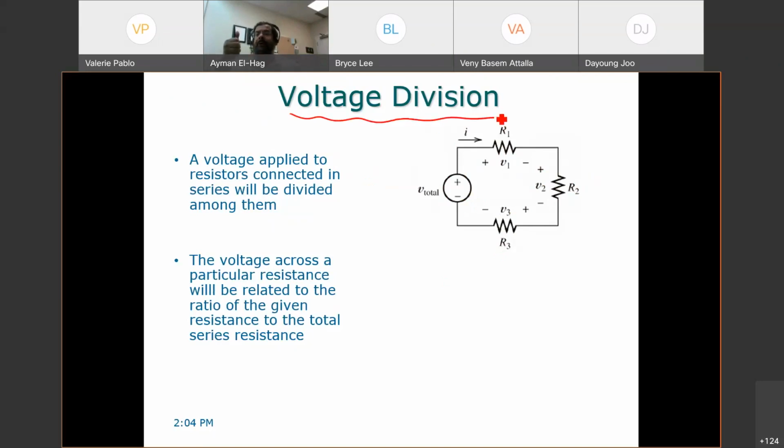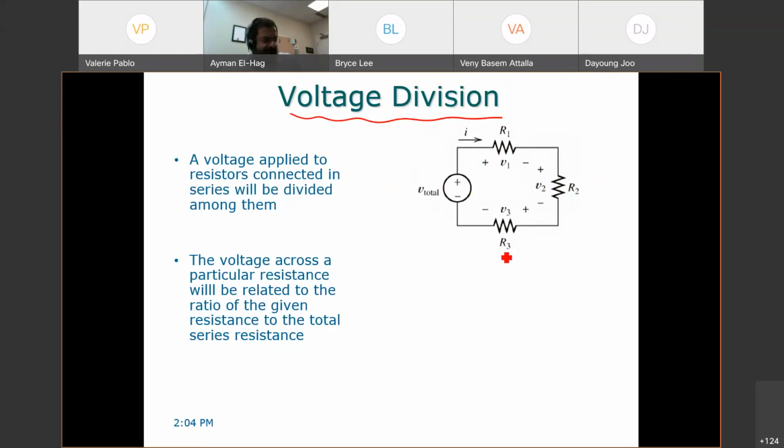So today we talk about resistor reduction, and then we have two concepts, one called voltage division, the other called current division. These are somewhat shortcuts, but they are derived from KCL and KVL, as we will see.